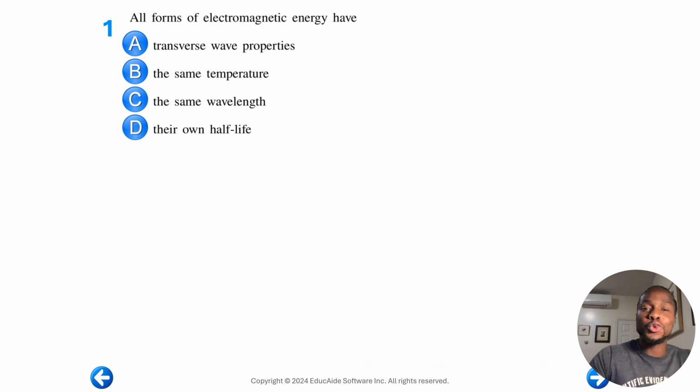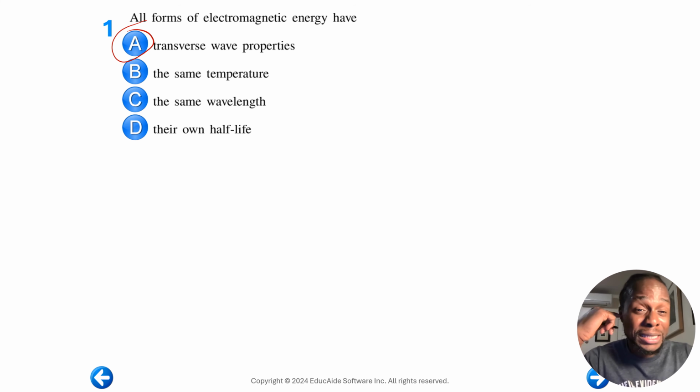So we're gonna just go through some Regents practice questions, and then we move forward. Question number one says all forms of electromagnetic energy have transverse wave properties. Yeah, we did discuss that electromagnetic waves exist in forms of waves. So yeah, that could be our answer.